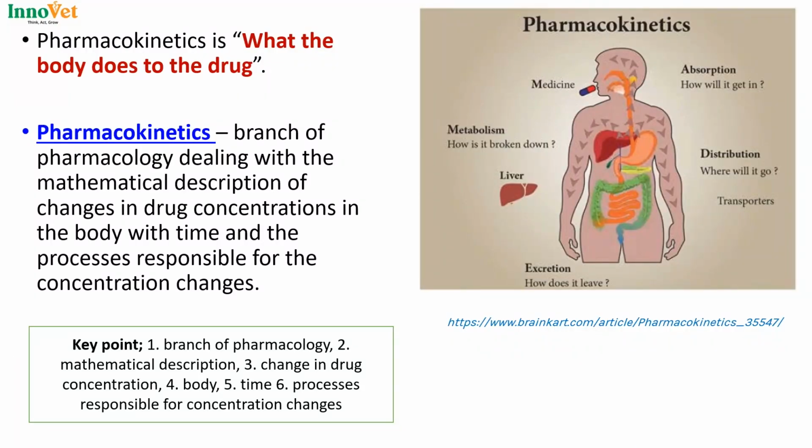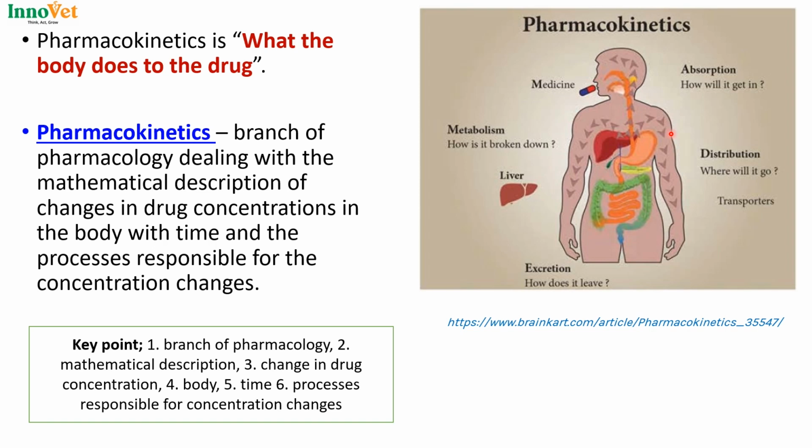First of all, you need to appreciate that pharmacokinetics is what the body does to the drug. So let's say, for this scenario, a medicine is going to be taken in the oral route. The first thing that needs to be known is how will it get in. You've taken it in, now you need it in the body. How will it get in? That is where we see absorption.